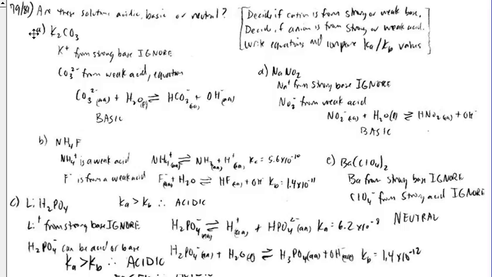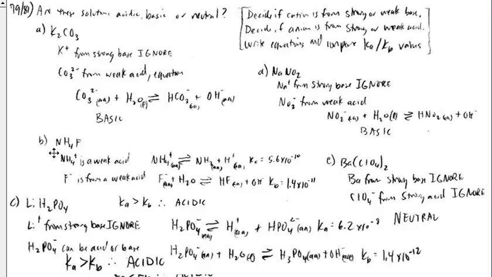So let's take a look at part A. You have K2CO3. There would be two K plus ions from each formula unit of K2CO3 that dissolved. The K plus comes from KOH, a strong base, and you get to ignore it. CO3 2-, however, comes from a weak acid, so you write an equation to describe how it works. CO3 2- has a negative charge and can act as a base and accept an H plus from water to make HCO3- aqueous, and also some OH minus. So in part A, K2CO3 would be a basic substance.